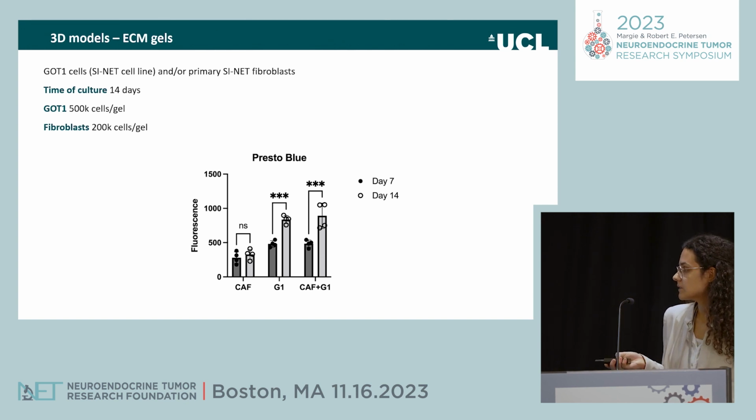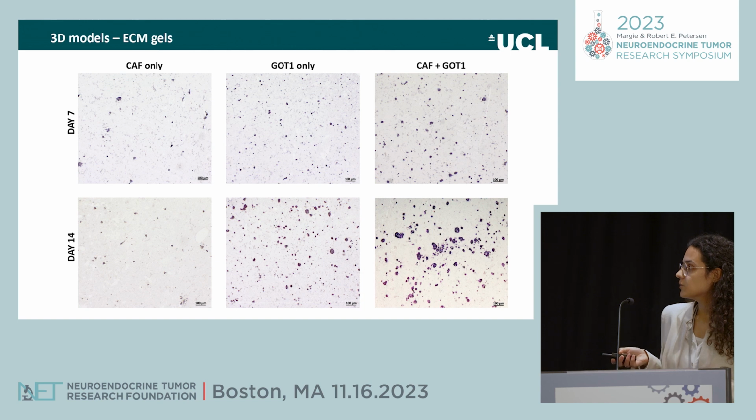And looking at the graph, we can see that for the calf monoculture, there wasn't a significant change. However, for the GOT1 monoculture and the co-cultures, there was a significant increase from day 7 to day 14. And here we have the H&E stainings for these gels. On the left-hand side, we have the calf monocultures that show a distribution of the cells throughout the gel, but there wasn't any significant change in terms of cell numbers from day 7 to day 14, which is in line with what we saw in the Presto Blue assays.